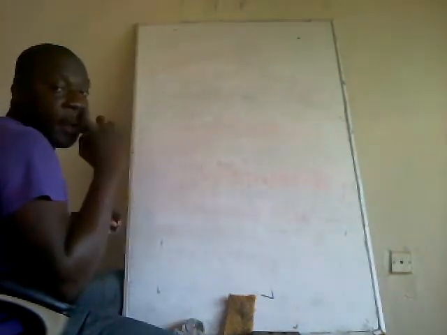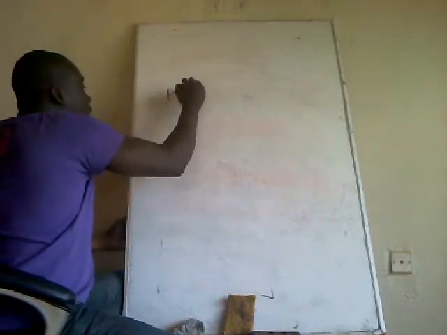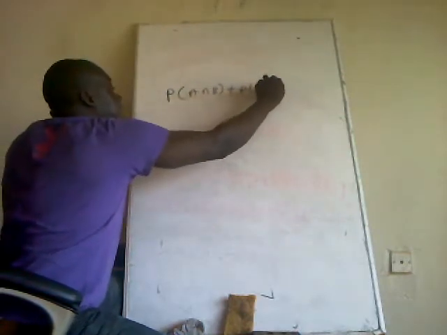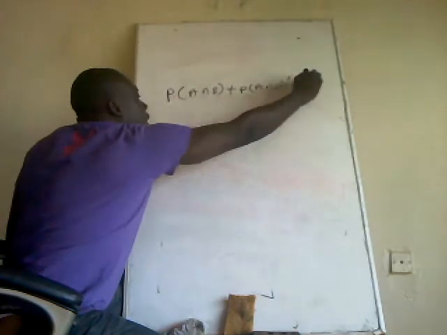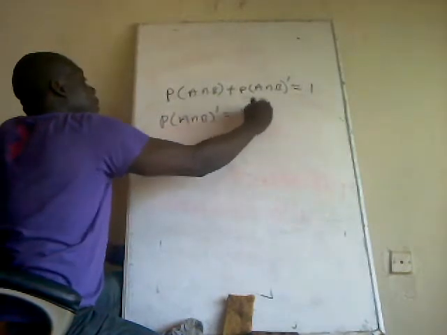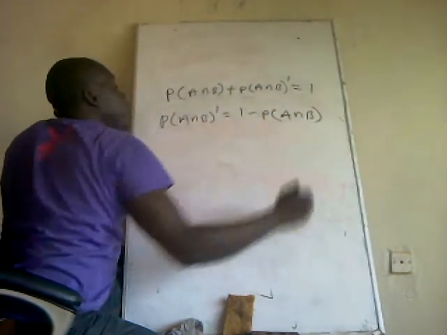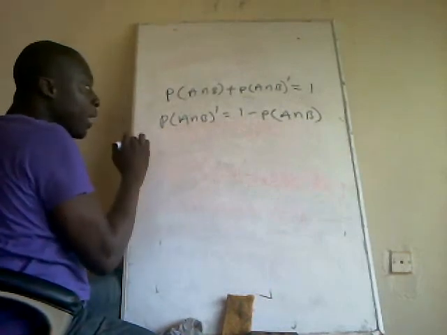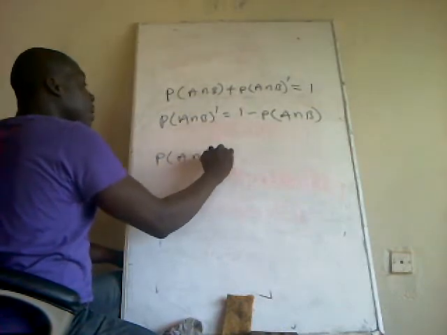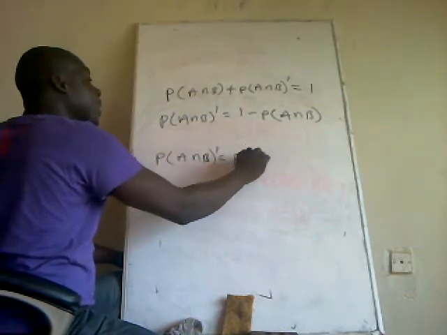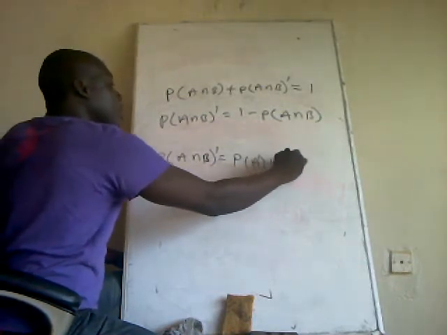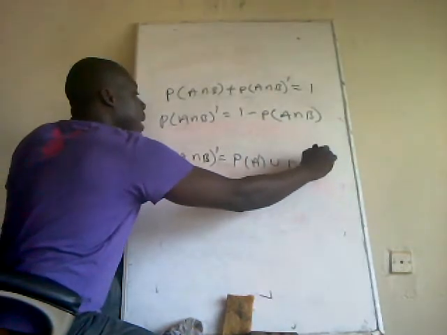Now, the same logic applies to P of A intersection B plus P of A intersection B prime, which should also give us 1. So it means that P of A intersection B prime is equal to 1 minus P of A intersection B. Now, by De Morgan's law, we say that P of A intersection B prime is equal to P of A prime union P of B prime.